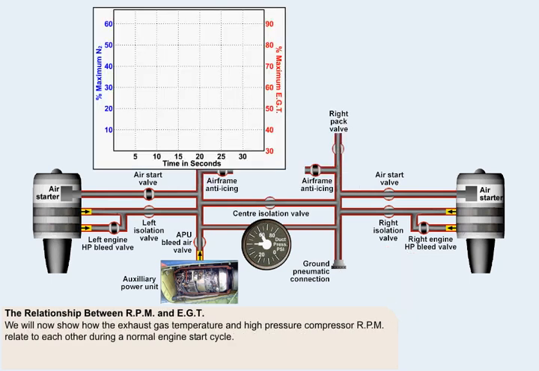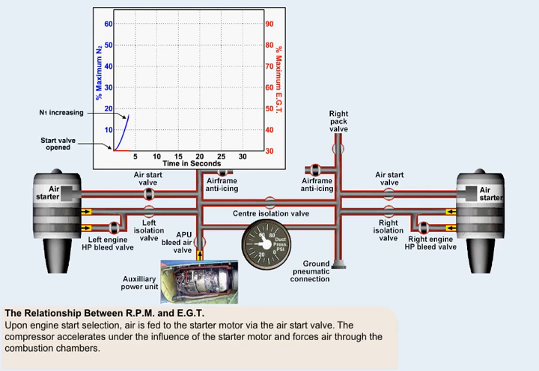We'll now use this graph, together with the simplified air start supply layout, as the second method of demonstrating how the exhaust gas temperature and high-pressure compressor RPM relate to each other during a normal engine start cycle. As before, we'll again use the APU as the source of starting air. Upon engine start selection, air is fed from the ducting to the starter motor via the air start valve. The compressor accelerates under the influence of the starter motor and starts to force air through the combustion chambers. Initially, fuel and ignition are not supplied.